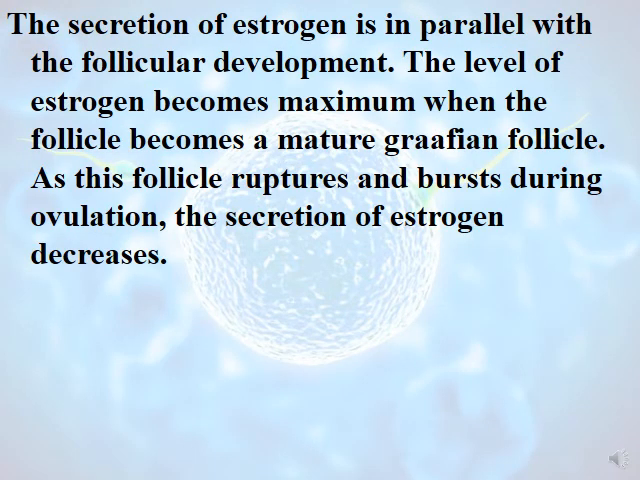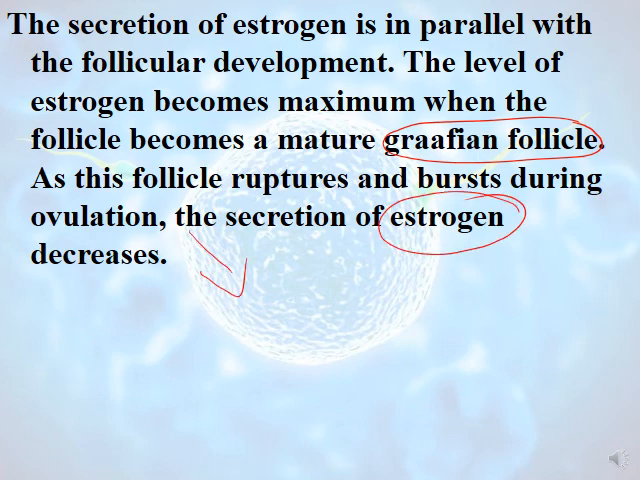So secretion of estrogen is in parallel with the follicular development. The levels of estrogen become maximum when the follicle becomes a mature Graafian follicle. When the Graafian follicle ruptures and bursts at ovulation at day 14, the secretion of estrogen will decrease.